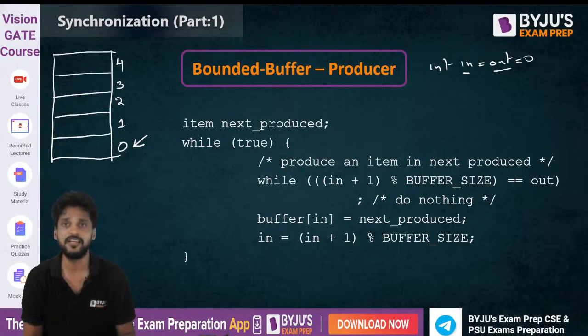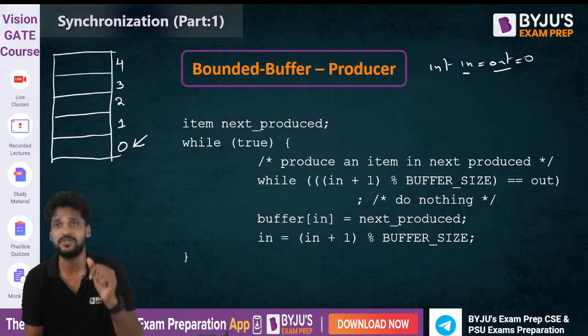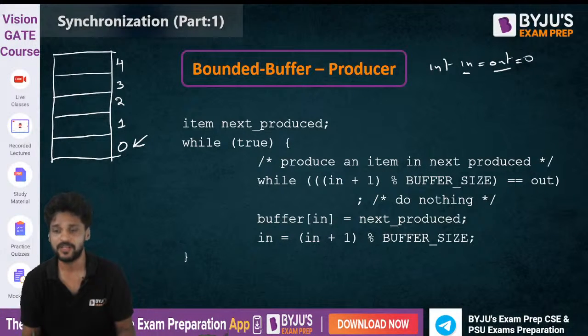Now understand, we need to write the code for the producer. Understand carefully. Before the producer starts his production, he needs to make sure the buffer is not completely full. Okay, I'll tell you.